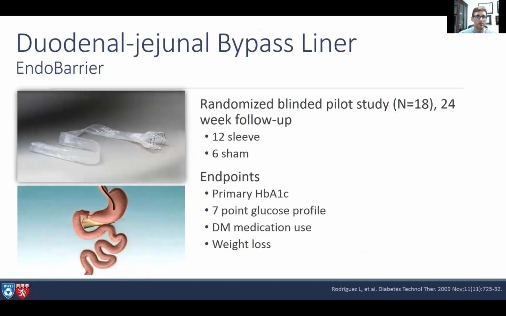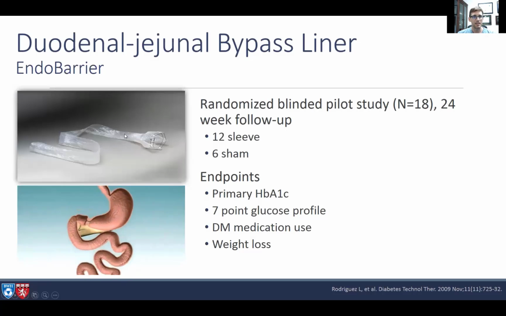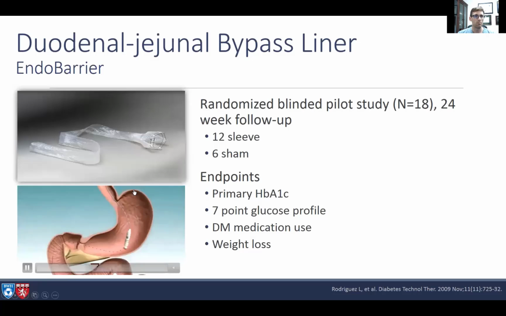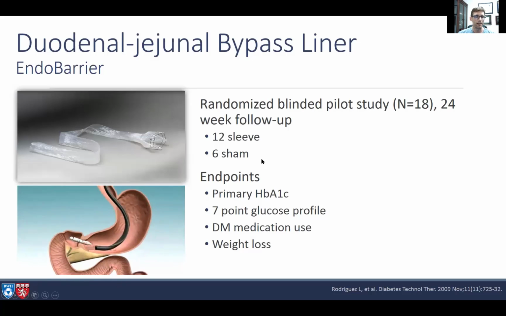So this is the EndoBarrier. It's a randomized, blinded pilot study looking at 18 patients. This was one of the early studies. They had 24-week follow-up. 12 patients had this sleeve placed, released in the duodenal bulb, and then it really spans the entire duodenum. And 6 patients had a sham procedure.